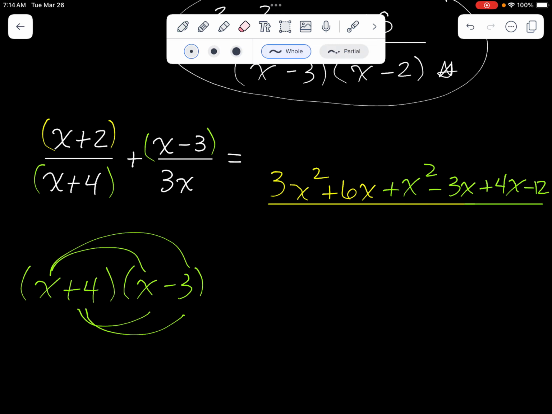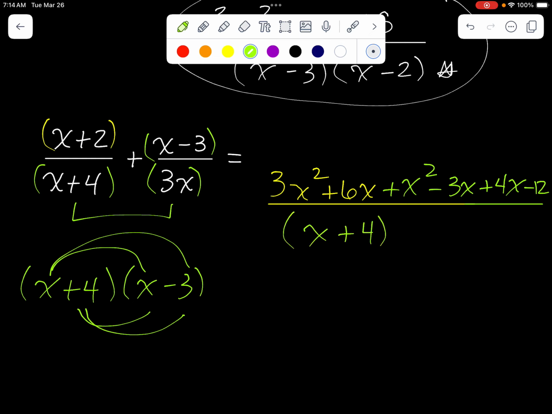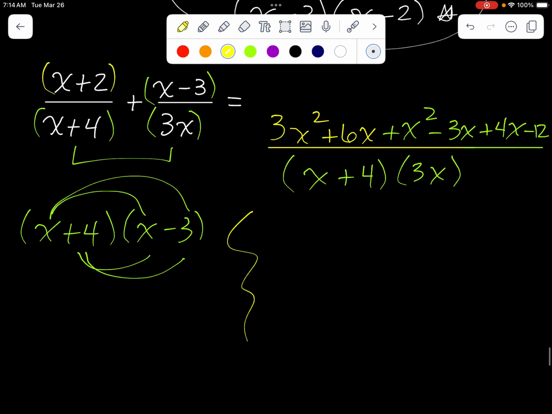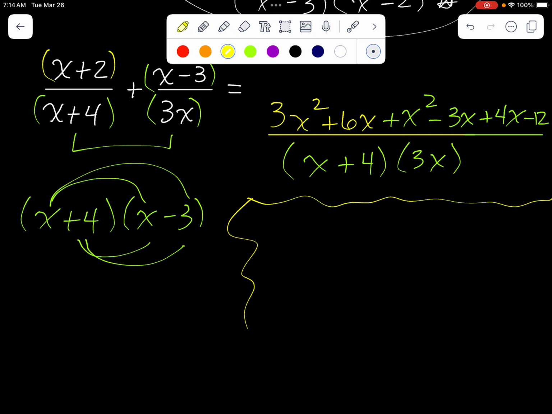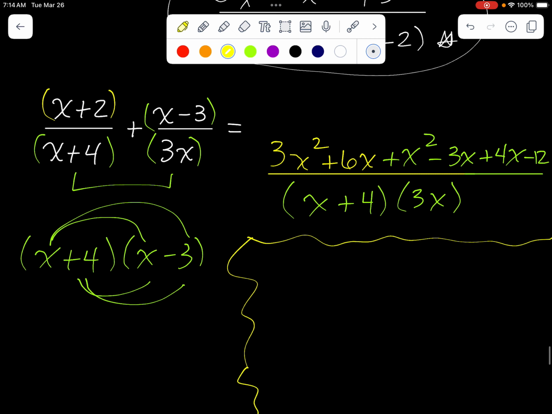And then we want to multiply the bottom. But when we multiply the bottom, let's just keep these two separated here. Let's keep them factored. X plus 4 times 3x. Let me divide some stuff up here, and we'll create a section down here. We're ready to combine like terms.